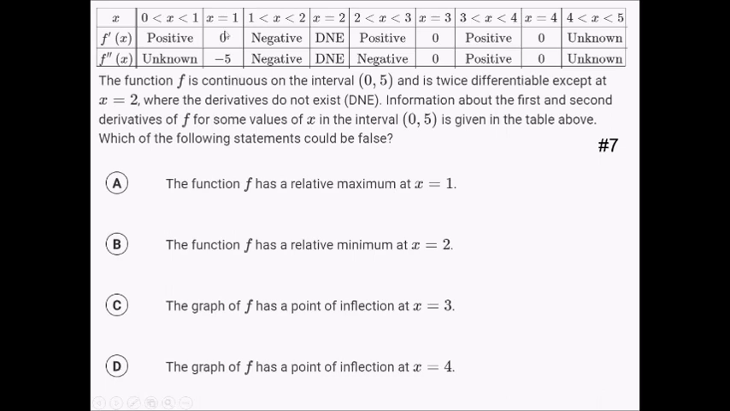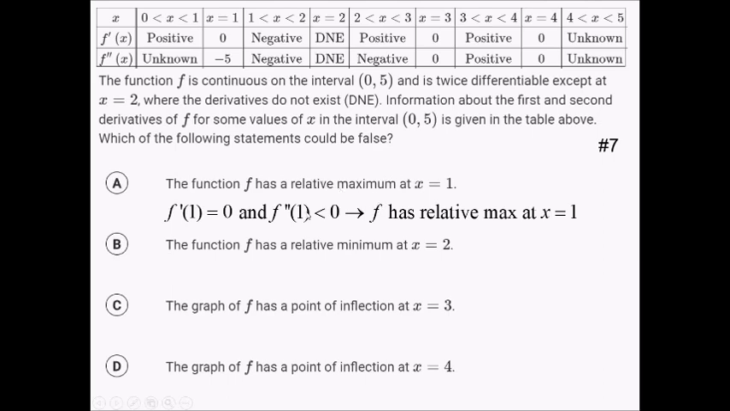We see that f prime of 1 is 0, and f double prime of 1 is negative 5, which is a negative number. Well, if you have 0 for the first derivative and your second derivative is negative, by the second derivative test, you know that you have a relative max, because you're at the top of a frown if you're concave down. So A could not possibly be false. We're guaranteed that's true.